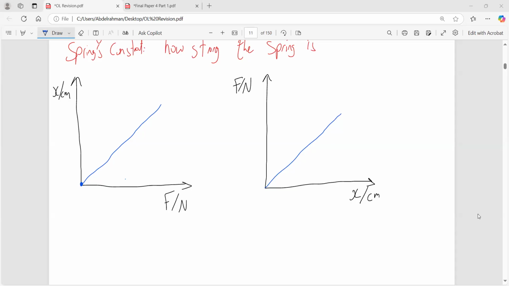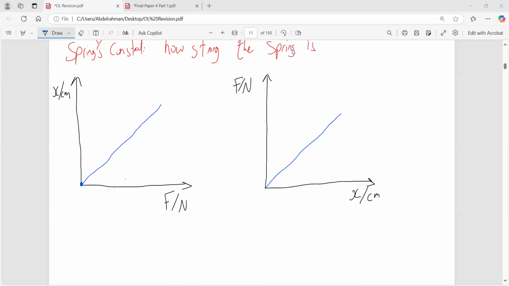What does it mean that it's no longer obeying Hooke's law? It means that the force and the extension are no longer directly proportional. It means that with a very small force, you can extend the spring much longer. That's when you're no longer obeying Hooke's law. That's when you reach the elastic limit, when you exceed the elastic limit.